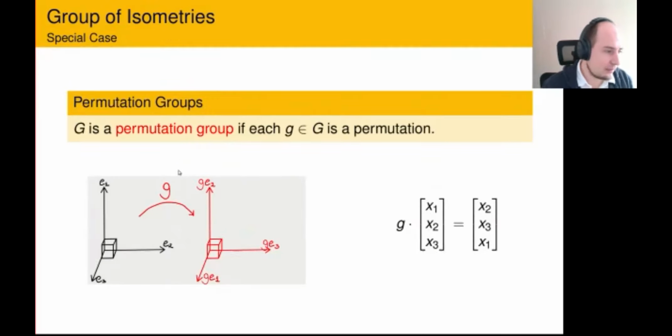A particular case of a group of isometries is a permutation group. A permutation is just an isometry that permutes the canonical basis, it just permutes the basis vectors among each other. And therefore, if you have a permutation in this group and you apply it to some vector, what it does is just permute the coordinates. So this is quite often happening in MIPs.